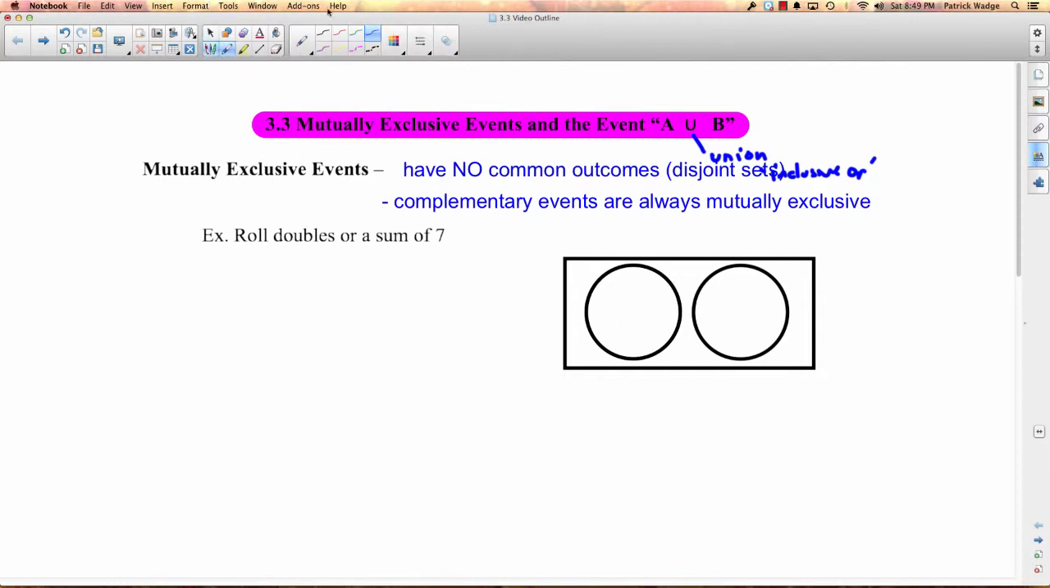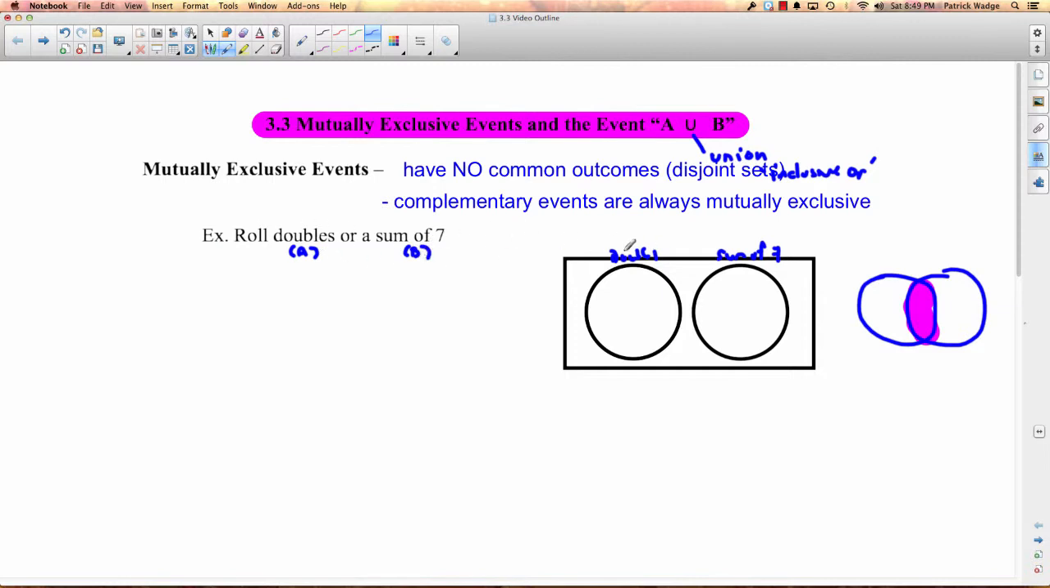Or if you wanted to, you certainly could draw it the normal way, like this. But what would you find in here? Nothing. There is no overlap of these two sets. So the other way we draw it is like this, as disjoint sets. Okay, so let's make this one our doubles, and this will be our sum of 7 one. We'll call rolling doubles A, and sum of 7 we'll call B.